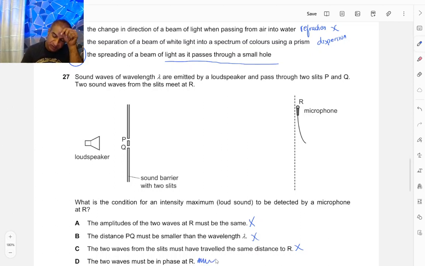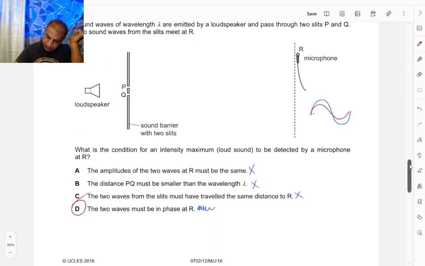That is absolutely true. That means they must interfere constructively. If one of the waves is like this, the other wave can be like this, and yet their amplitudes are going to add up, match up. So that would make an intensity maxima. So D is going to be the right answer. Let's move on to the next question.